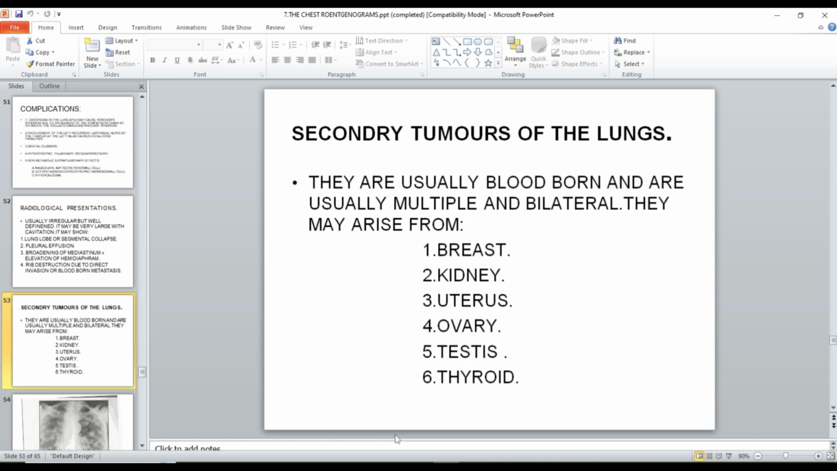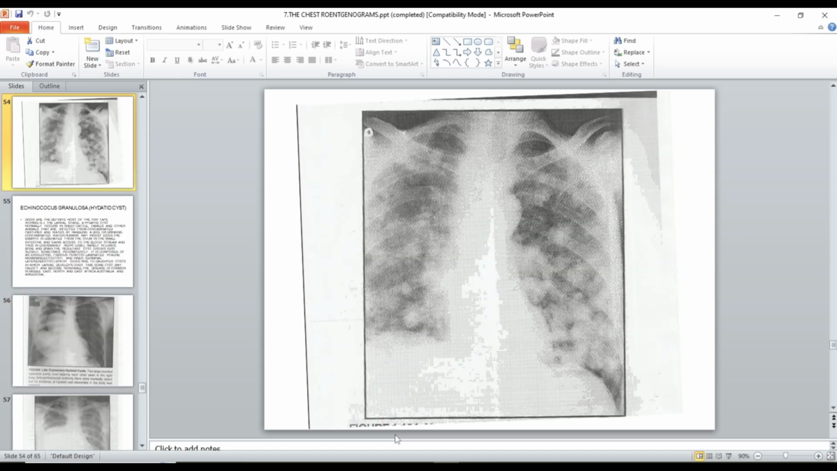Secondary tumors of the lung: they usually are multiple and bilateral, and they may arise from the breast, the kidneys, the uterus, the ovary, the testis, and thyroid. In secondary lung tumors, multiple rounded opacities are seen on both sides. These are secondary tumors of the lung.